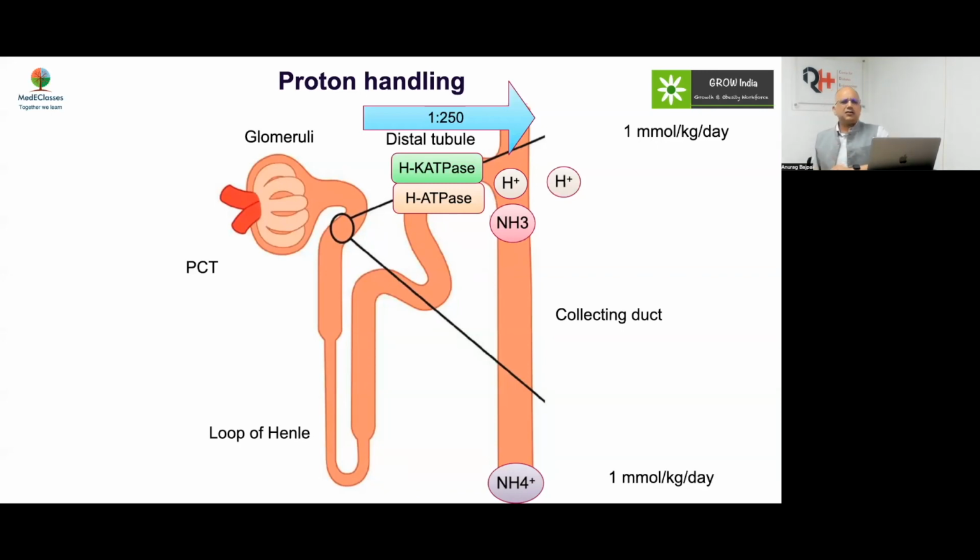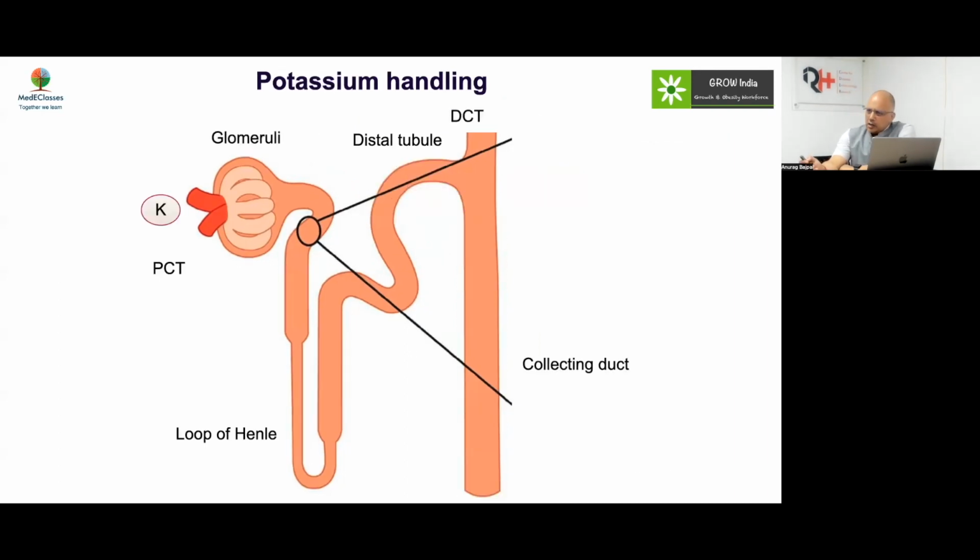So then you will have excretion of around 1 millimole per kg per day, which means that once you have corrected the initial deficit in terms of the acid level, you can then give only 1 to 2 millimoles per kg per day of bicarbonate, and that should be sufficient in distal RTA. So as I said, distal RTA is more severe, easy to treat. Proximal RTA is less severe, difficult to treat in that regard.